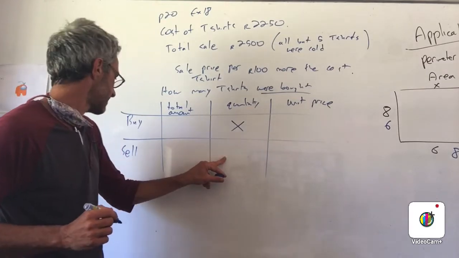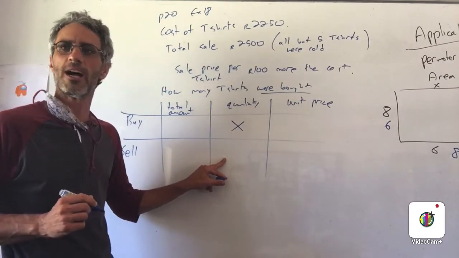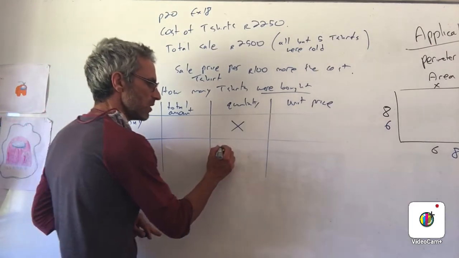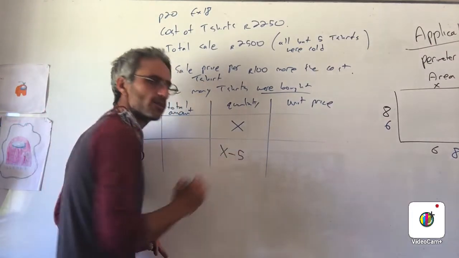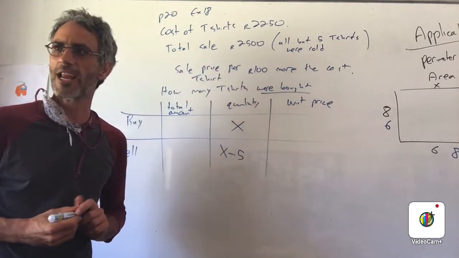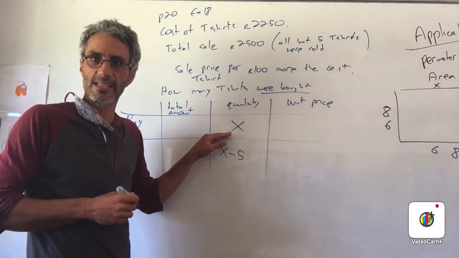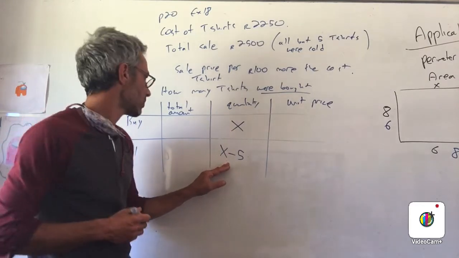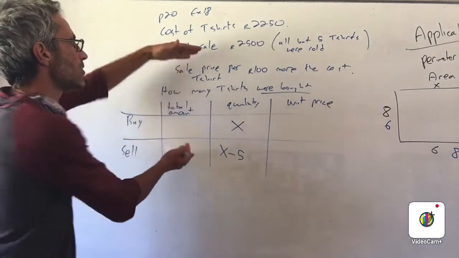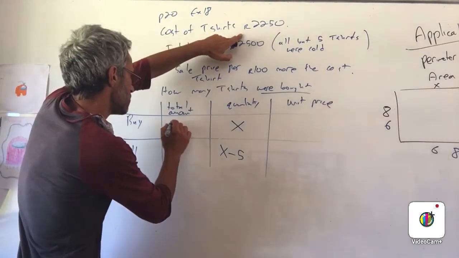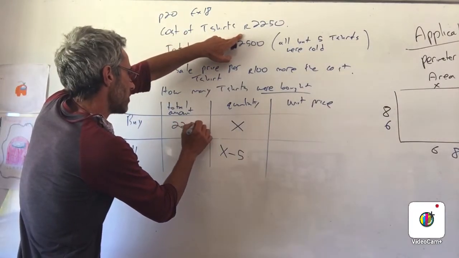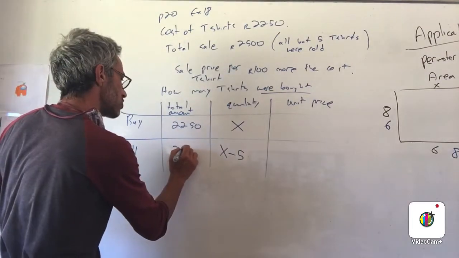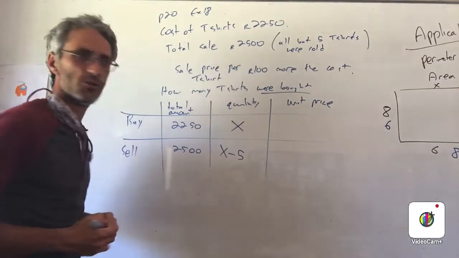Straight away, I can tell how many t-shirts she sold. If she sold all but 5 t-shirts, then she sold X minus 5. We're starting to make a relationship. We don't know what X is, that's the number of t-shirts she bought. That's the number of t-shirts she sold. Now, the total amounts I was told: she bought all these t-shirts with $2,250, and she sold all these X minus 5 t-shirts for $2,500.